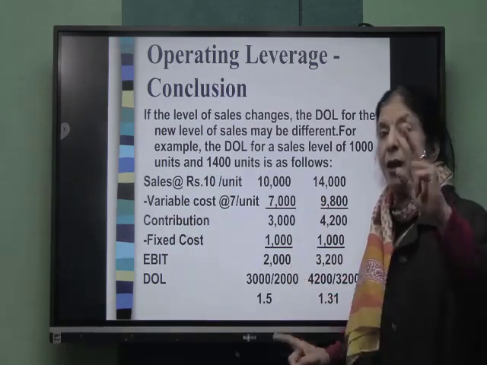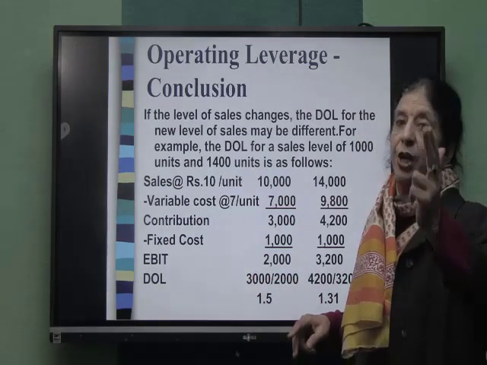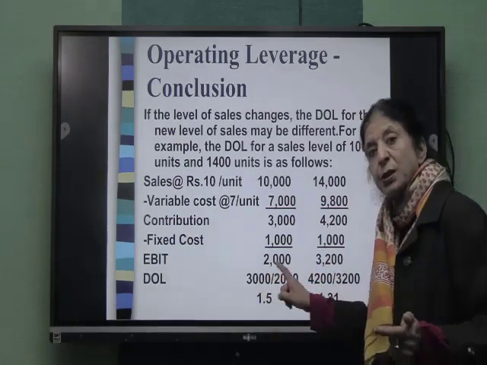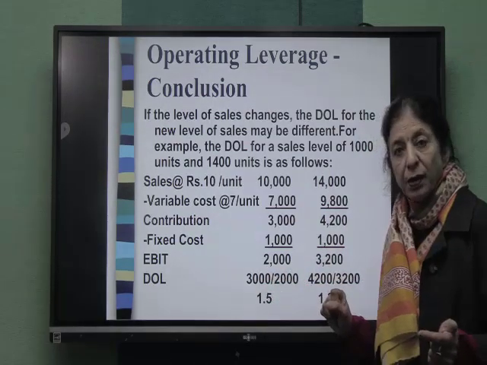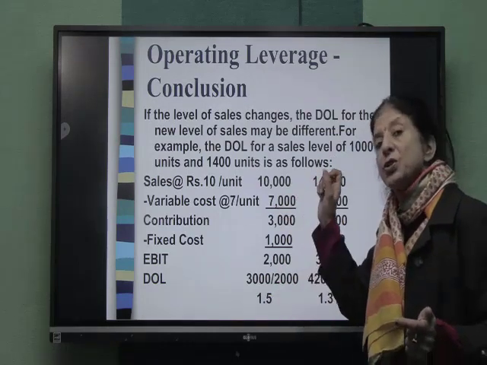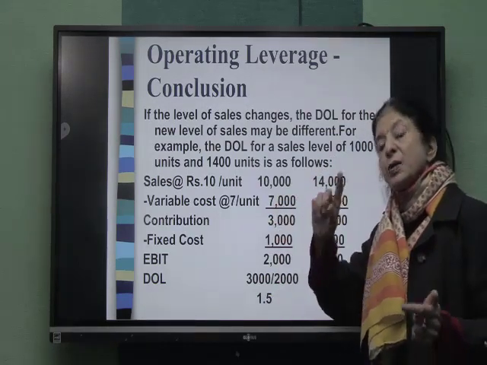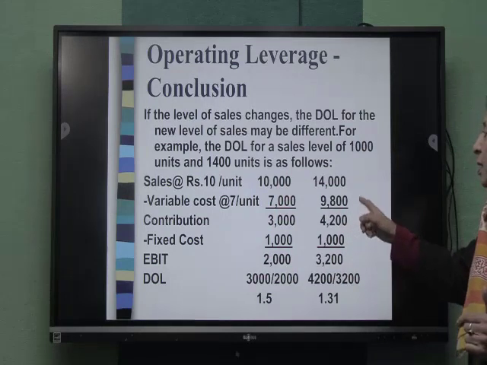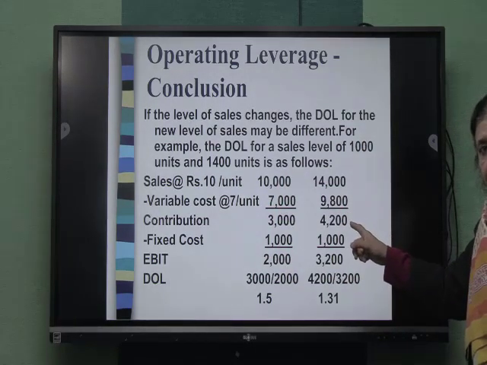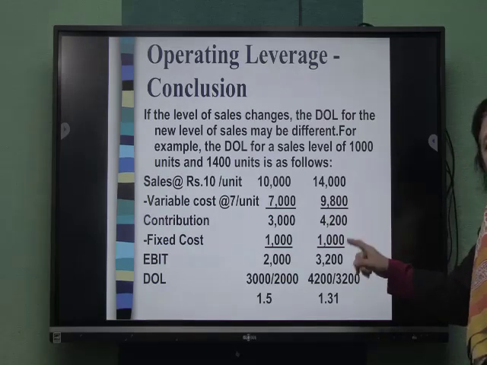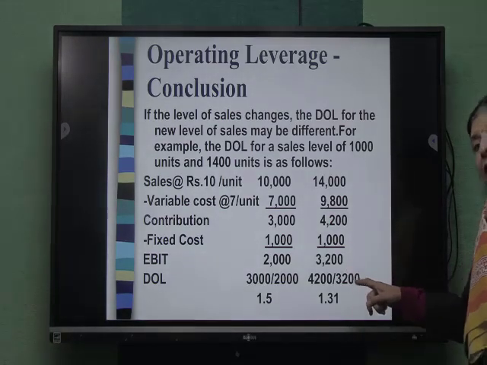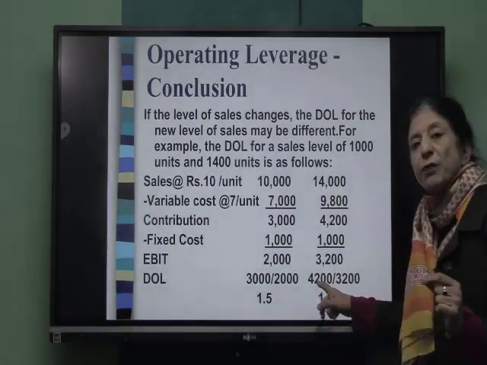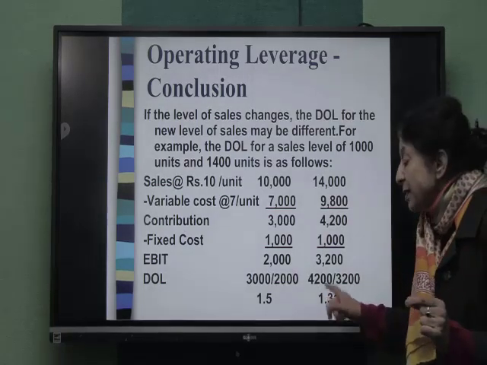Remember, in the previous example I was taking the change between two levels. Here I am calculating DOL at a particular level. That means 3,000 upon 2,000, it comes out to 1.5 here. At the 1,000 level I am calculating, because generally you people get confused. There it was the change, here it is at a particular level. Now at 1,400 units, it is 14,000 minus 9,800, the variable cost, CM came, from CM we subtracted the fixed cost, so that means EBIT. And if I calculate the operating leverage at the particular level of 1,400, it comes out to be 4,200 upon 3,200, and hence it is 1.31.